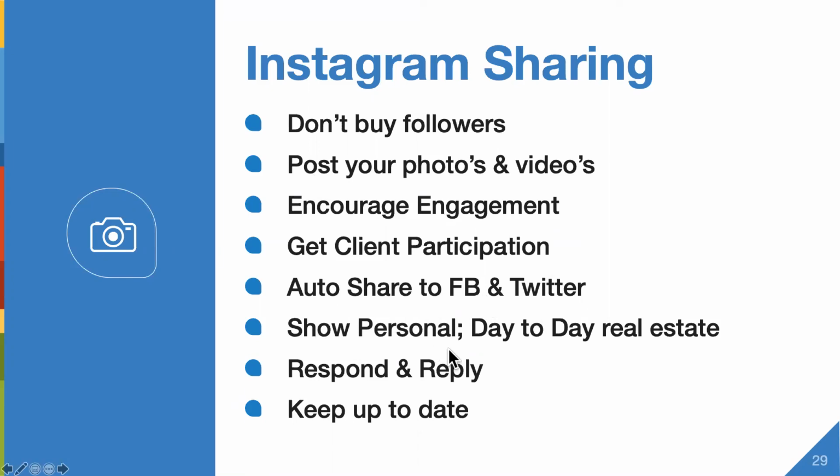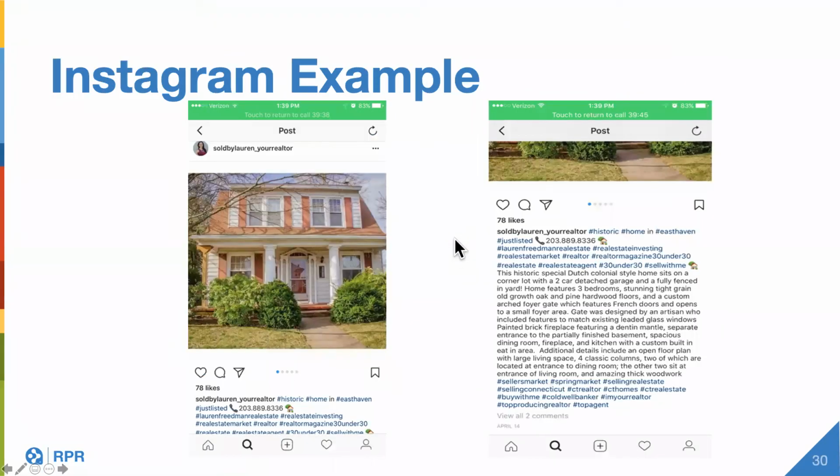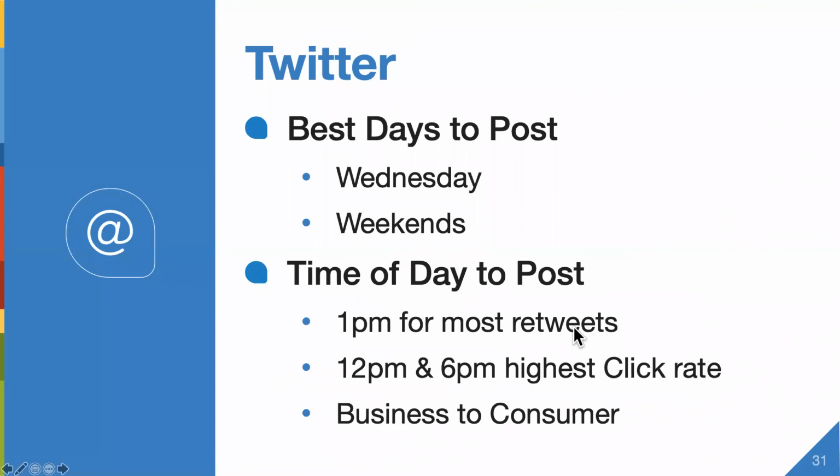And then again, show personal. Maybe you're out kayaking, or maybe you like to quilt, or maybe you like to hike. Put those kind of photos in there. Show that you are a real person, that you are a normal person, but you're there also to help them with real estate. And your day-to-day in real estate is another great way to stay in touch, letting them know what you do on a daily basis out there and how you can help them. Always respond and reply, and always keep everything up to date. Here's some examples of Instagram posts that people have posted. They posted this home here, another post. Can't find as many there.